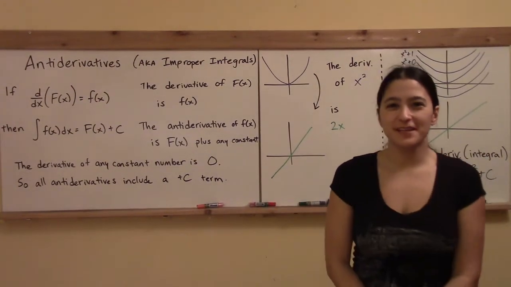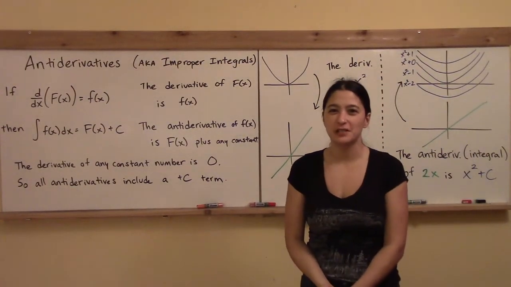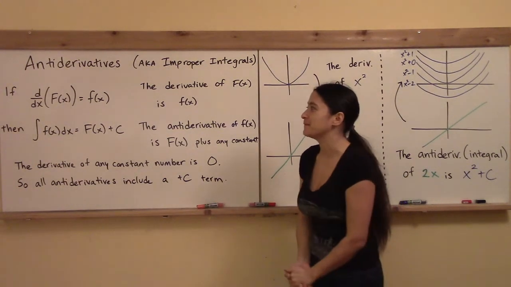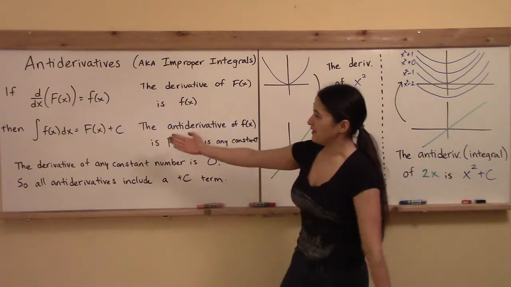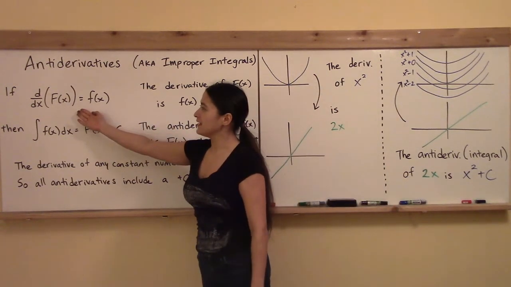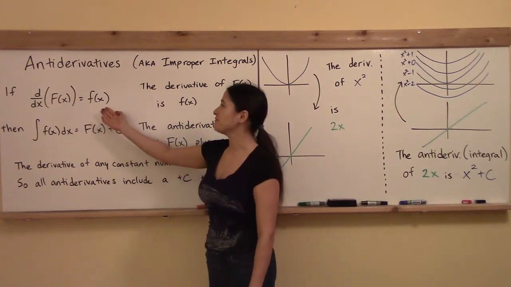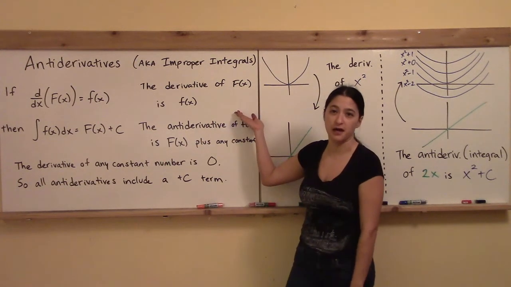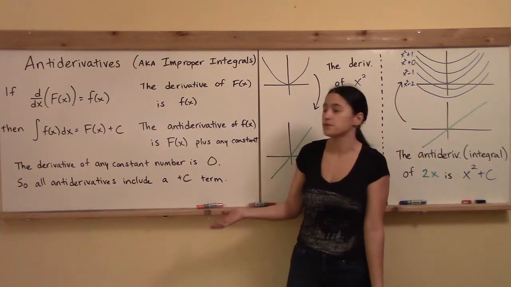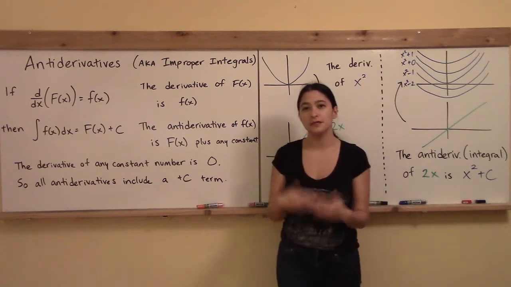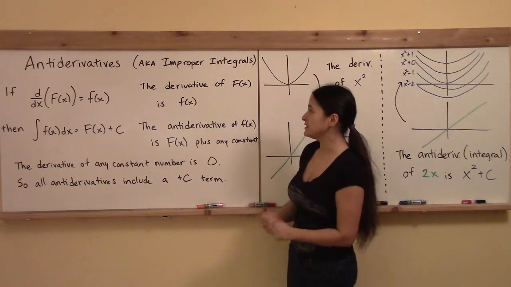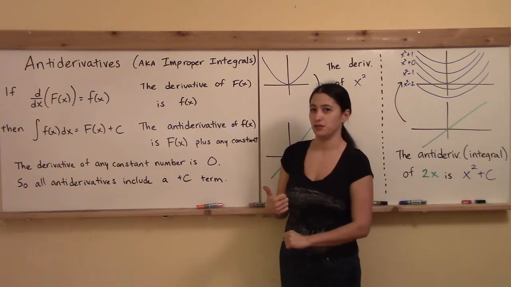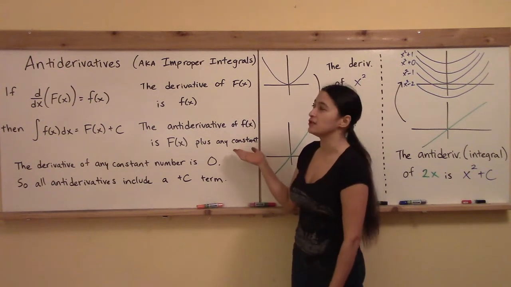Hi. This video serves as an introduction to the concept of the antiderivative, which is also known as an improper integral. Alright, so if d dx of capital F of x is equal to little f of x, then we would say the derivative of capital F is little f. We've already talked about that a lot this quarter, right? Well, now we're going to flip it around. That's why instead of taking the derivative, we're going to go backwards and undo the derivative. That's what we call the antiderivative.